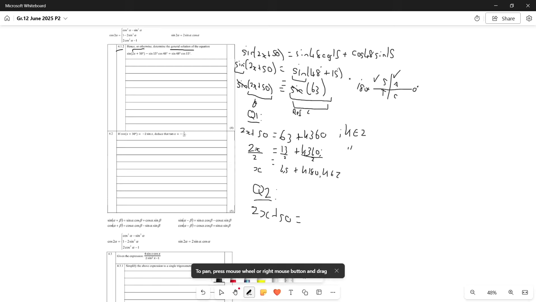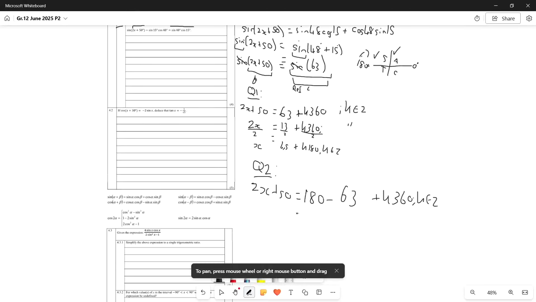This was our reference angle, which means we have to go 180 degrees minus our reference angle to place us in quadrant 2. So we have 180 minus 63, because that was our reference angle up here, plus k 360, k is an element of z. Once again, we have to write that for 1 mark, and then we can go ahead and simplify. So we're going to leave the 2x here, 180 minus 63 minus 50, simplify that on the next line, plus k 360 over here, k is an element of z.